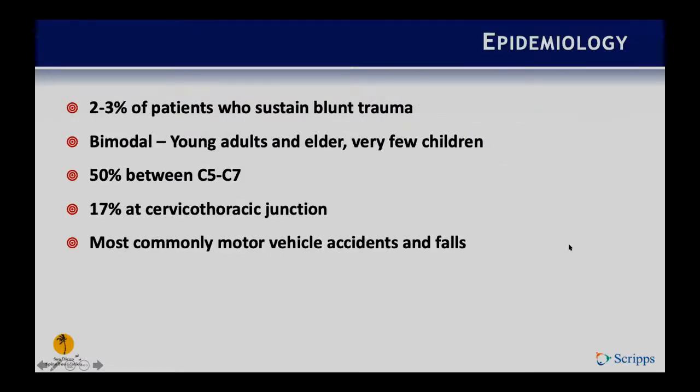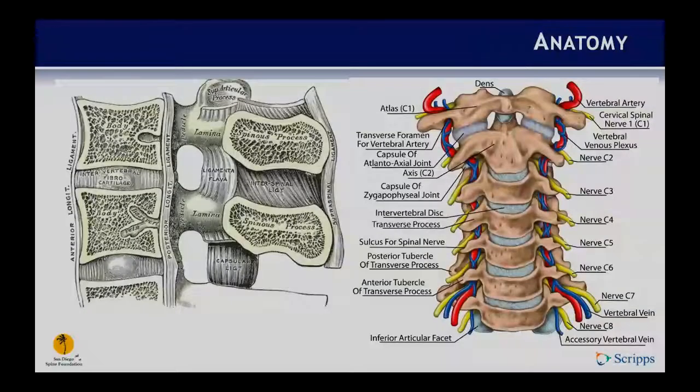So these injuries happen in about 3% of patients sustaining blunt trauma, and like most orthopedic injuries, have a bimodal distribution, with younger, high energy patients and high energy injuries, and then older patients with lower energy injuries. A lot of these happen down in the lower aspects, 50% from C5 to C7, and then 17% actually at the C7 to T1 cervical thoracic junction. Motor vehicle accidents and falls are pretty common.